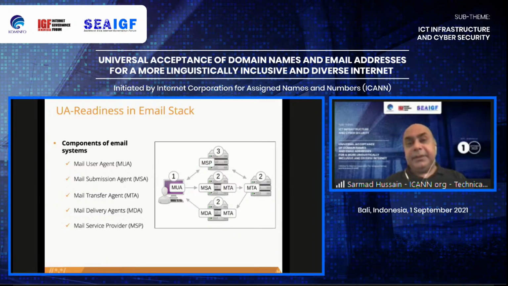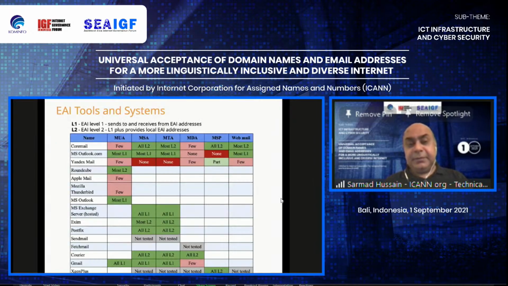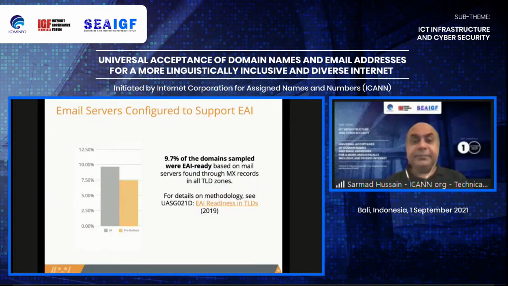So not only the applications, but also the email servers or email ecosystem should support internationalized email addresses. That means the user agent, submission agent, transfer agent, delivery agent, they all need to support internationalized email addresses for the email ecosystem to work. We've actually looked at some of these services as well as tools, and we found that there is now good support for internationalized email addresses, but of course they need to be configured properly when they're deployed for this to be made available.